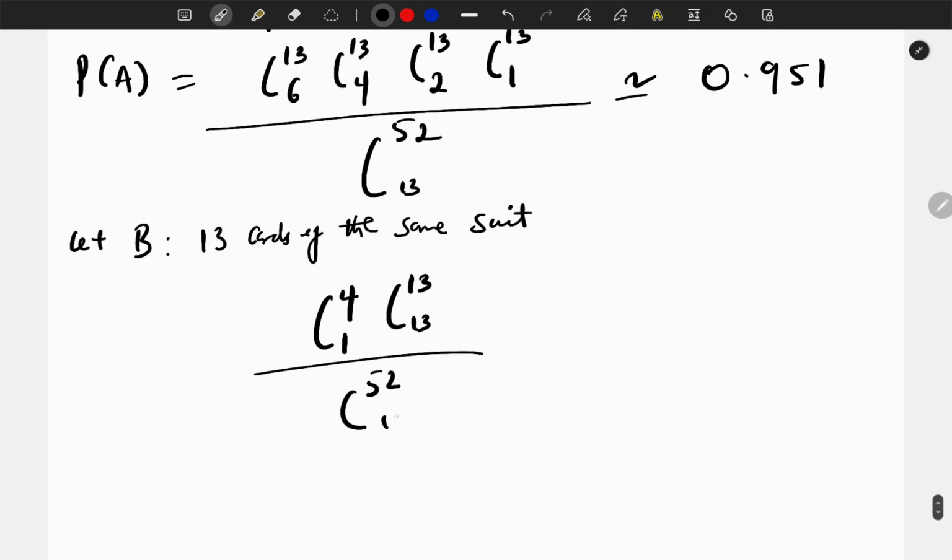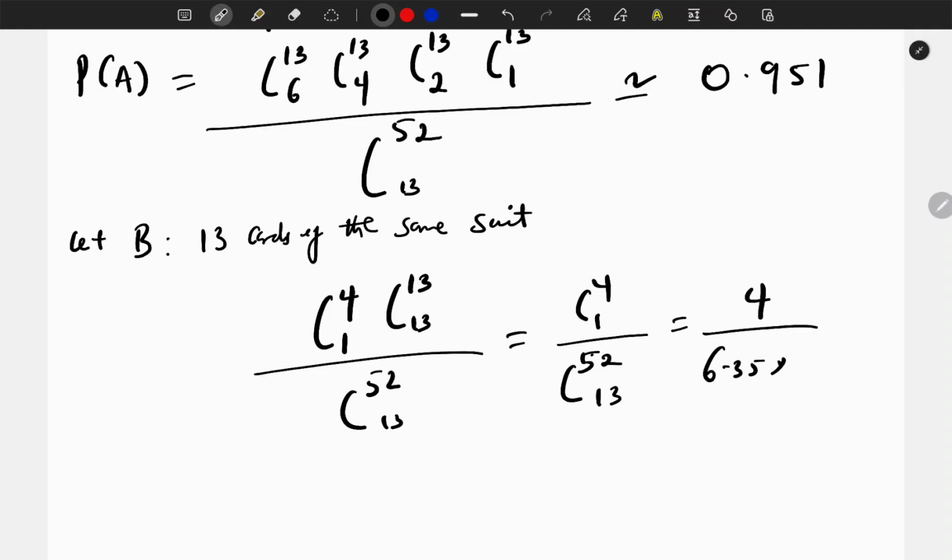So we have 4 choose 1 over 52 choose 13. If you solve this, the result is very small: 4 over 6.35 times 10 to the power 11. So you can finish up this, and that completes the result of that.